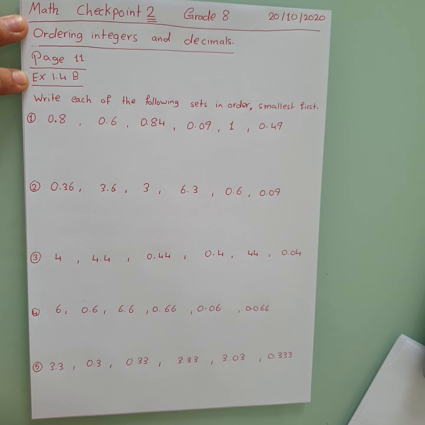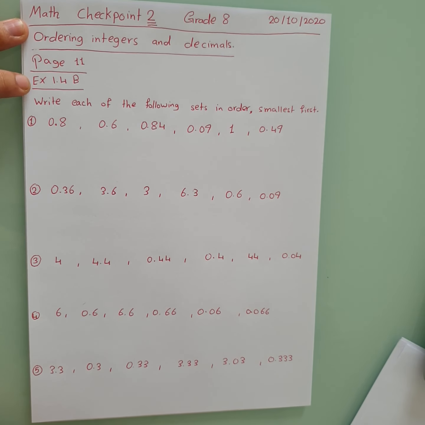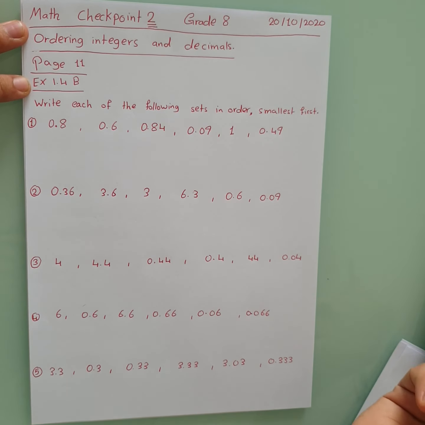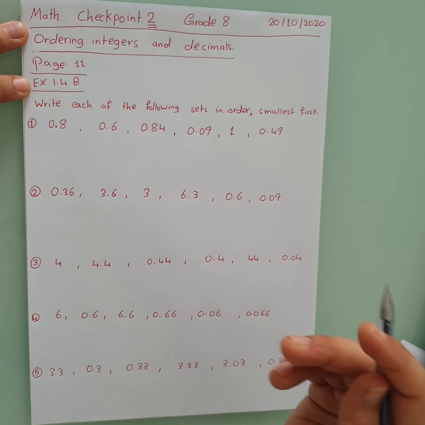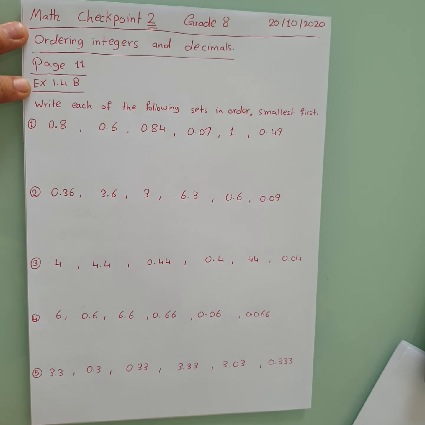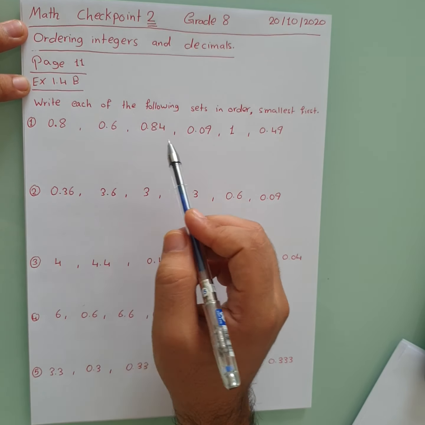I have noticed that some of you cannot answer this question from the quiz that I provided you last time. All right, so let's go quickly and see how we should answer such questions. The question on page 11, exercise 1.4b, says write each of the sets in order with the smallest first. Forget about them asking you to put some signs like this one or this one. This is not really important. We'll go through it later.